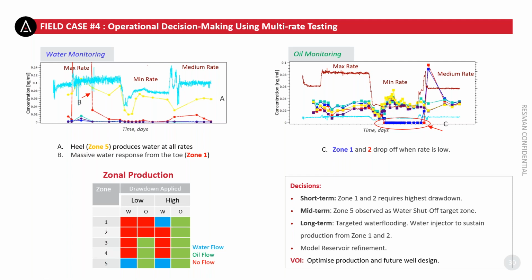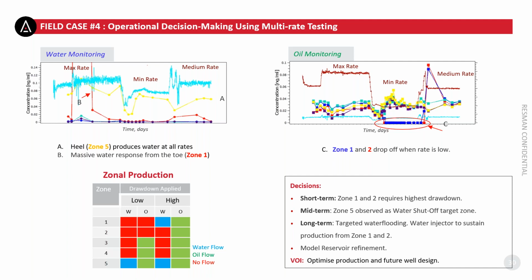And with these results, we have checked the individual zonal behavior after changing the bottom hole pressures. We see that zone 5 is a water shut-off target zone, as most water comes from there. And also, we have targeted the water flooding, and we could advise the operator to reevaluate the water flooding strategy for this well.